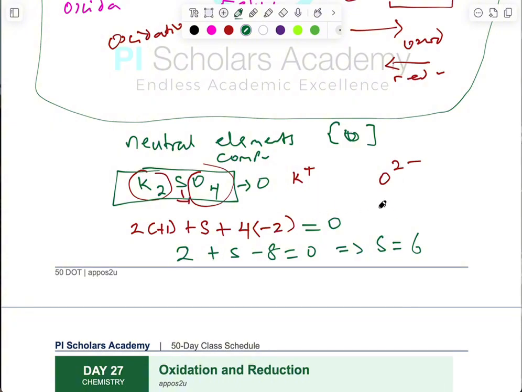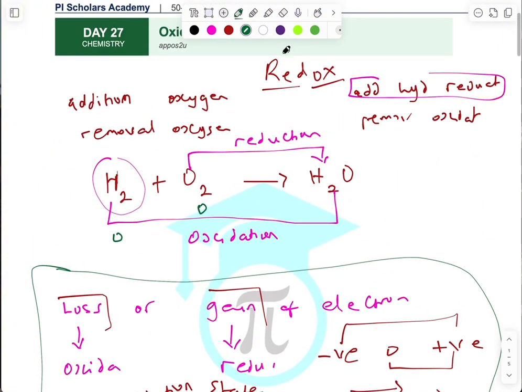So you take note of that. Going back to what I gave earlier, so hydrogen, you have oxygen.